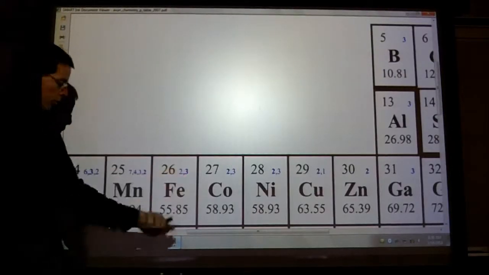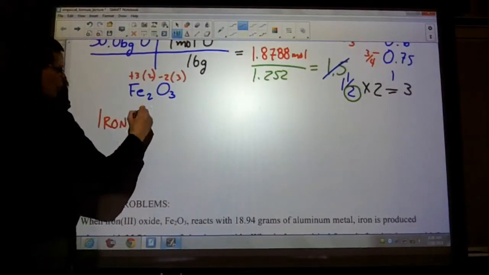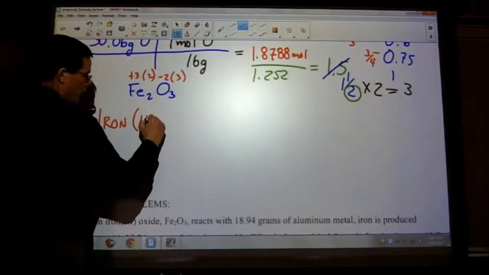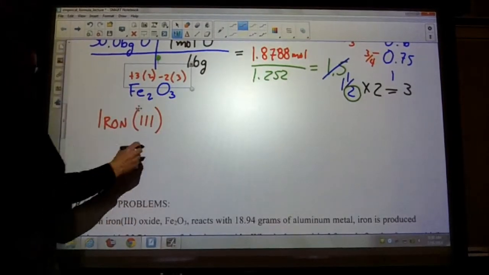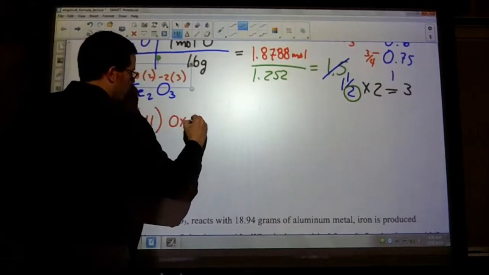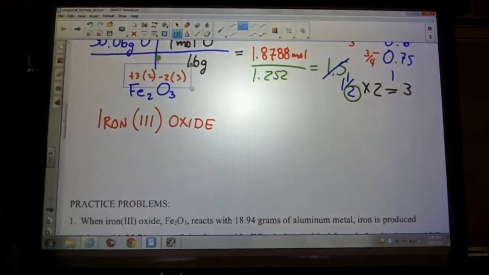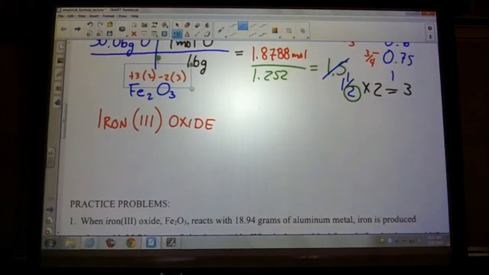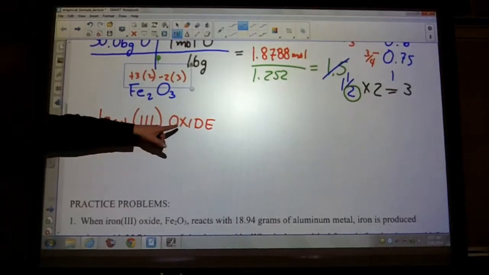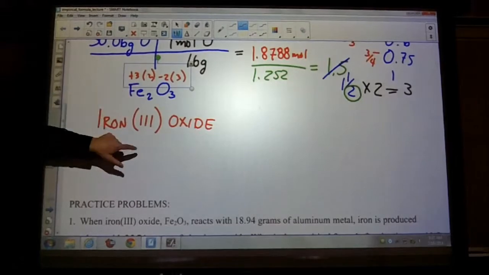So what that means is I have iron, and does iron have more than one charge? Oh yeah, it's either 2 or 3. So iron, and what's the charge on this? +3, correct? And oxide. Is that a legal compound? Absolutely, because we have oxide and iron has a legal charge.